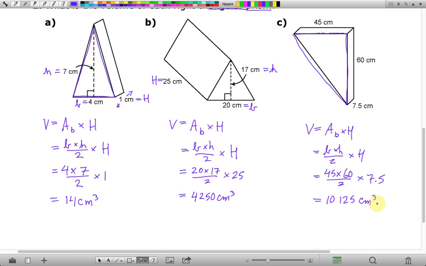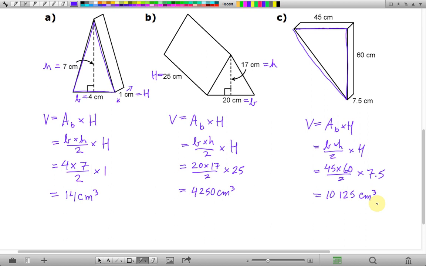So to summarize here, the formula that we've just learned for the volume of a triangular prism is to do base of the triangle times the height of the triangle divided by 2 multiplied by the height of the prism. So you might want to just put that in a box, make note of it, and be able to refer back to that again later.